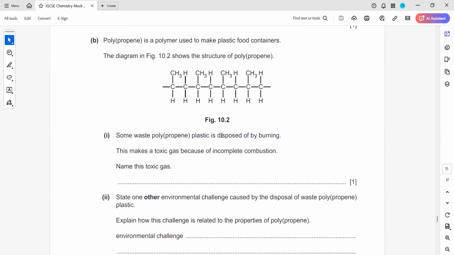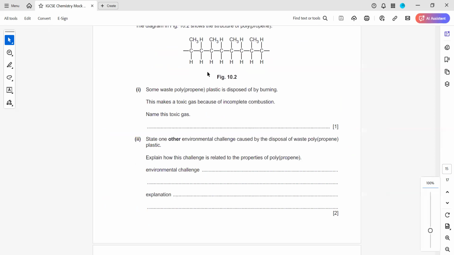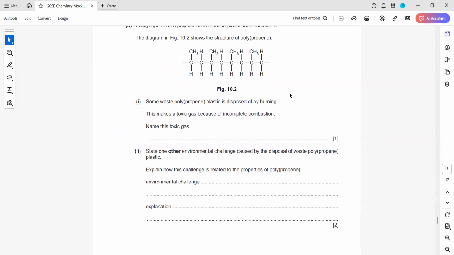Polypropene is used to make plastic food containers. Name a toxic gas. Some of the polypropene plastic is disposed of by burning. Incomplete combustion will produce carbon monoxide. State other environmental challenges caused by the disposal of these polymers.